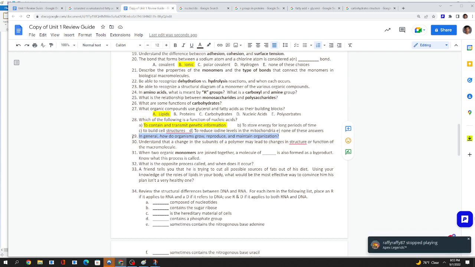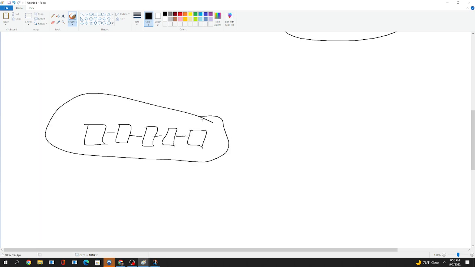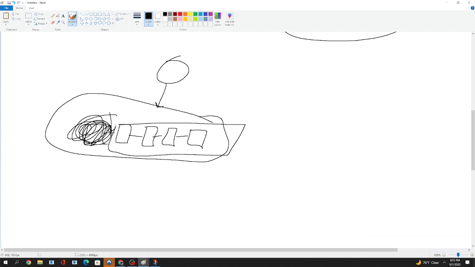Understanding that a change in the subunits of a polymer may lead to a change in the structure or function of a macromolecule. That is absolutely true. If I were to have a polymer of 5 units, and I told it to interact with this circle right here, the circle is going to recognize these 5 units. But if a hydrolysis reaction broke off one of these units, and I only have these 4, it won't be able to bond as well.